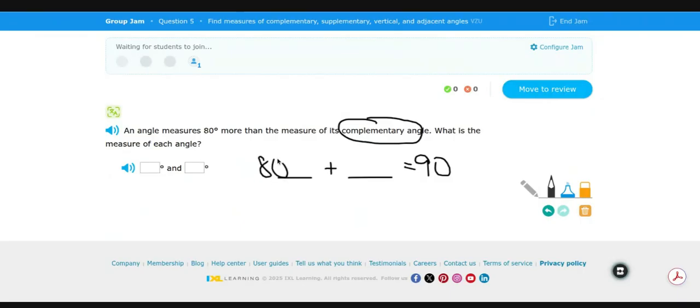So 80 plus the other, let's call the other x because we don't know what that is. And we always use a variable to represent something we don't know. And then the other angle is just x. So my angle that I don't know plus the angle that is 80 degrees more than it add to be 90 degrees. So we'll just solve this like you did in Algebra 1, combine like terms. So x and x is 2x. And we add that to our 80 degrees.